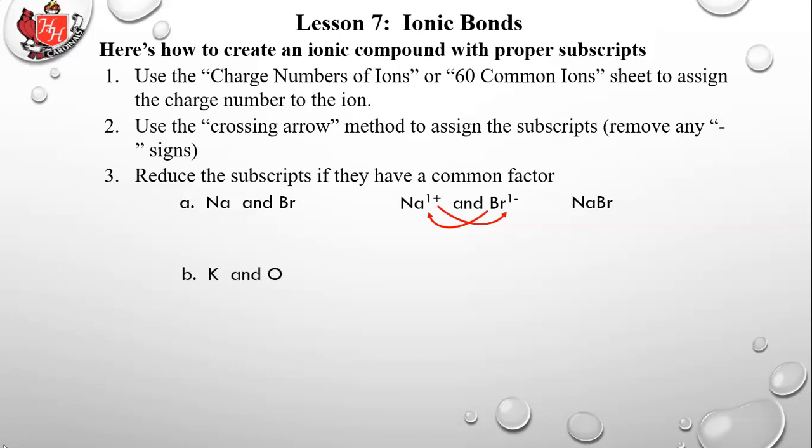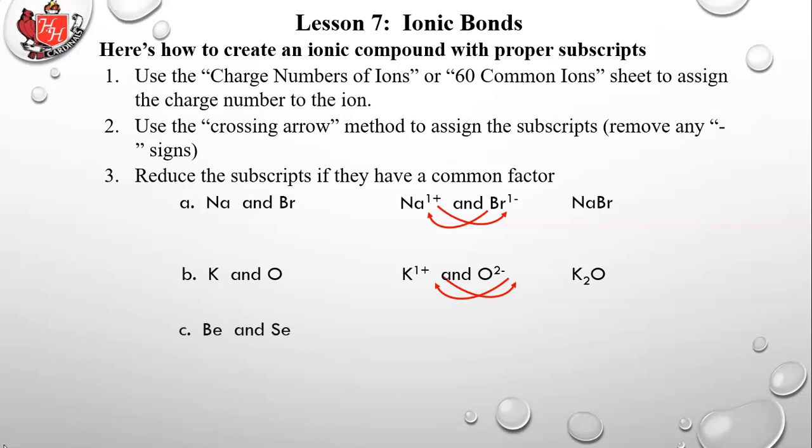Let's look at potassium and oxygen. Potassium has a 1+ charge. Again, you can get that off of either of the sheets. The same with oxygen. It has a 2- charge. So you're going to need 2 potassiums to match up with 1 oxygen. So you have 2 times 1+ and 1 times 2-, so that's 2+ and 2-. That's a balanced charge, so that's potassium oxide.